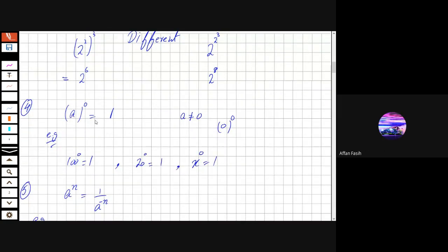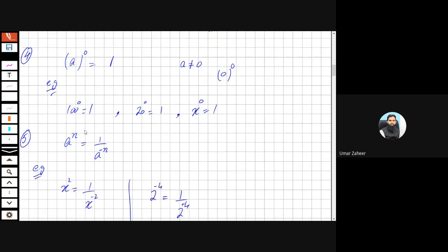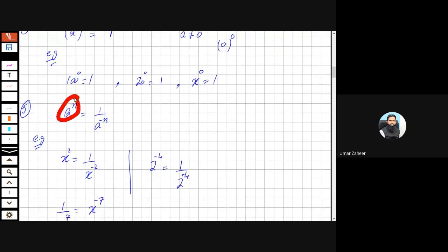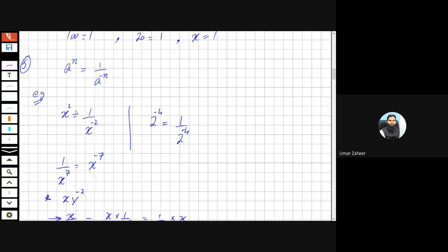The seventh one is, any number having a power 0 is always 1. Obviously, this number can't be 0. And if you are moving a number from numerator to denominator or denominator to numerator, you just have to change the sign of the indices.